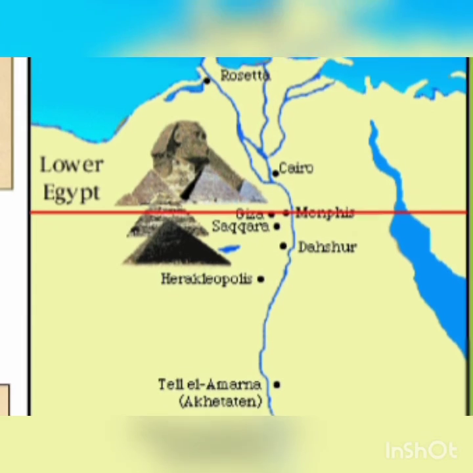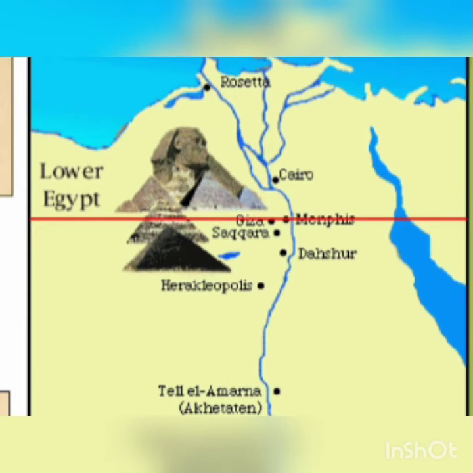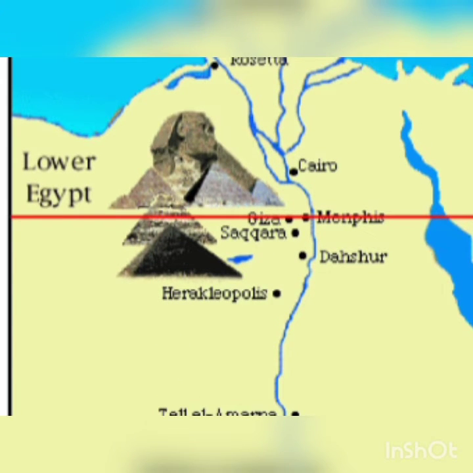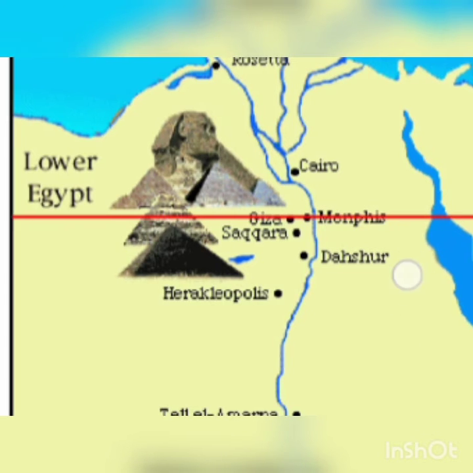See the picture. See, Lower Egypt. You all know that Cairo is the capital of Egypt, right? So above that we can see Rosetta, where they found the Rosetta Stone, and here it is Giza, also a famous place nowadays because the Sphinx is located in Giza. And the other places are Heracleopolis, and Memphis, then Dahshur, Saqqara.